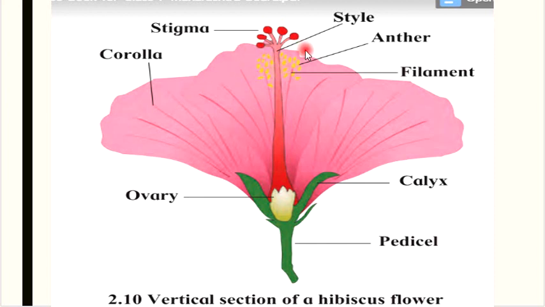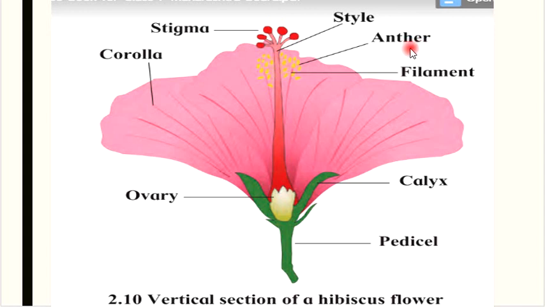There is the androecium, which is the male reproductive part of the flower, which consists of stamens, and each stamen is made up of an anther and a filament. A bag-like structure which contains the pollen grains is the anther, and a filament is attached to the bag-like structure, which is further attached to the flower. So anther and filament together form the androecium, which is the male reproductive part of the flower.